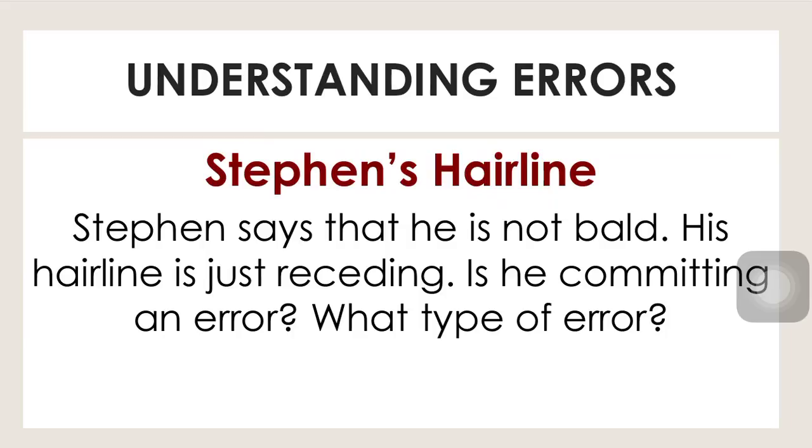Stephen's hairline. Stephen says that he is not bald. His hairline is just receding. Is he committing an error? Yes. What type of error? You check. What is the truth? The truth is Stephen is bald because his hairline is starting to recede. Did Stephen believe in the truth? No. Therefore, Stephen committed a type 1 error. Again, if we did not believe in the truth, then it is a type 1 error.